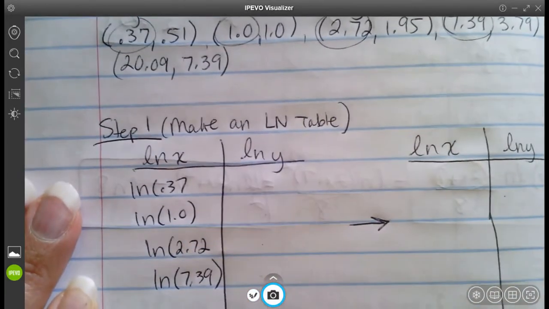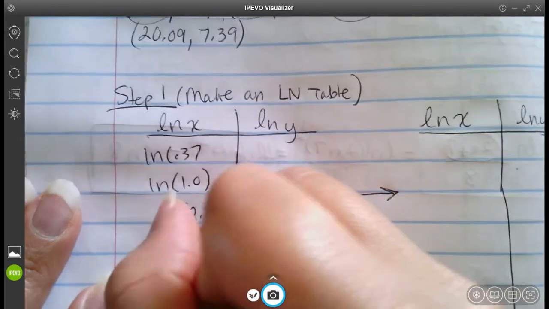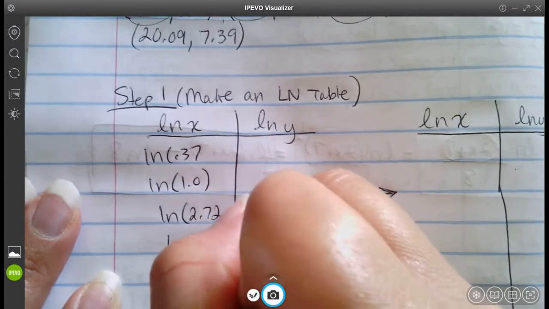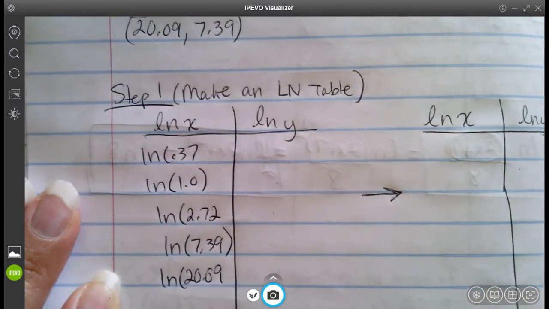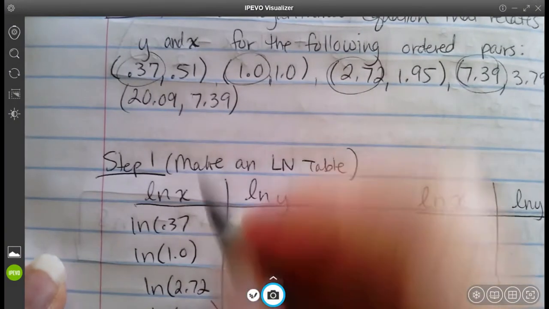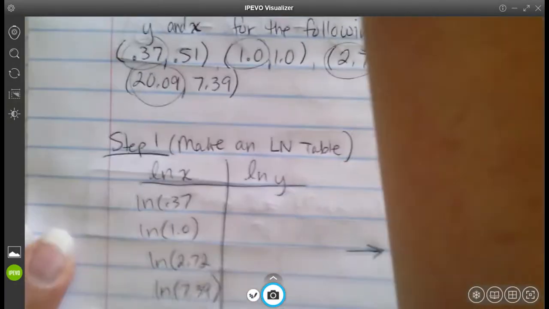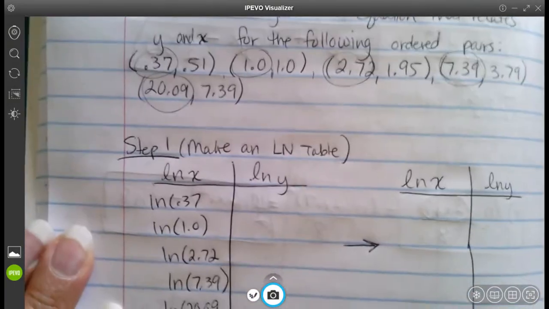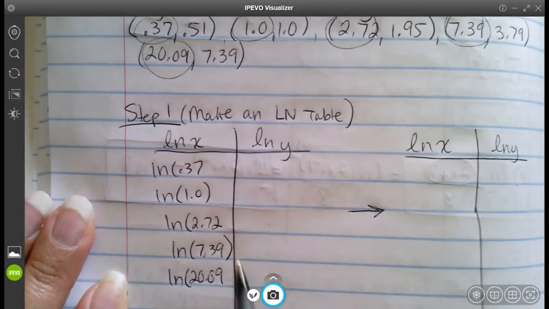7.39. I'll probably fast forward the video in just a bit because this does take a little bit of time just to write out. 20.09. Okay, so those are all my x's. Let me zoom out a little bit so you can see what I'm doing here. And now I'm going to do the same thing with the y's.